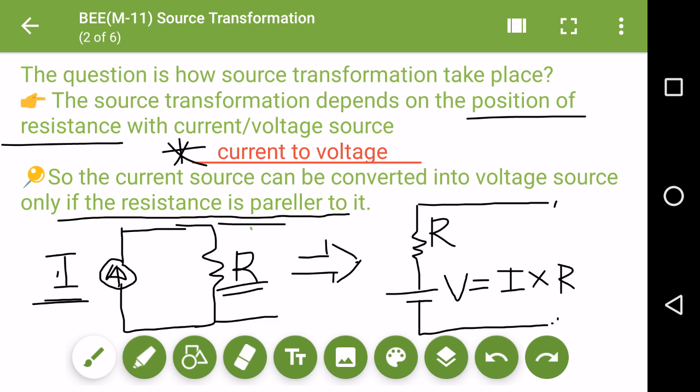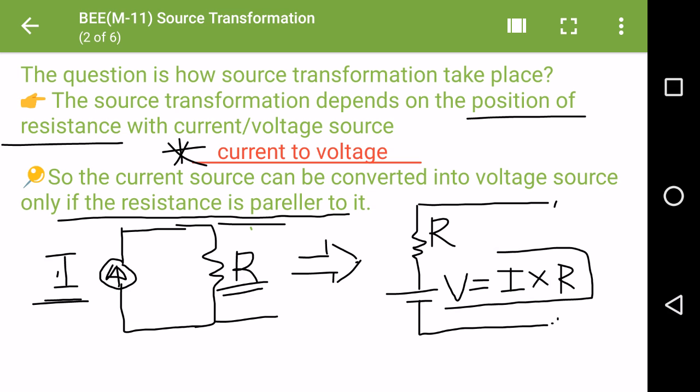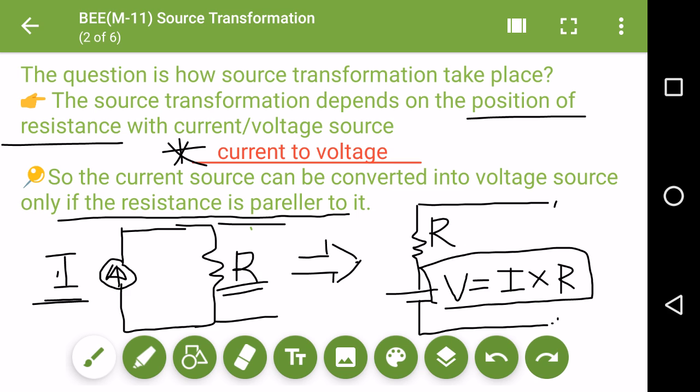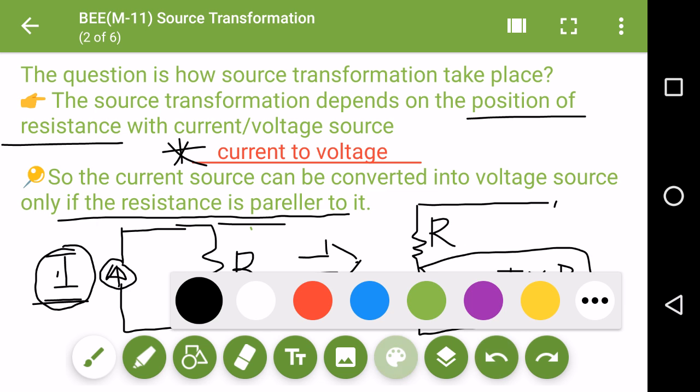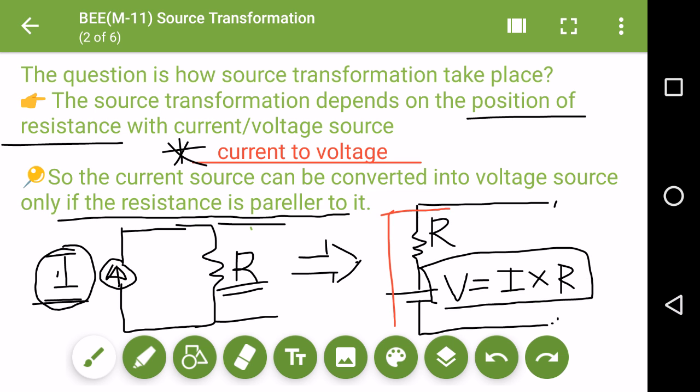So the resistance must be parallel to the current source to convert it into a voltage source. And how will you convert the current source into a voltage source? By using Ohm's law, the voltage is given by V = I × R. By finding the value of V, I convert my current source into a voltage source. And remember this: the current source is in parallel with the resistance, but after conversion my voltage source must be in series with the resistance. You can see my voltage source is in series with the resistance. This is how a current source gets converted into a voltage source.